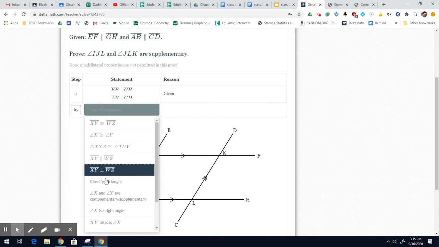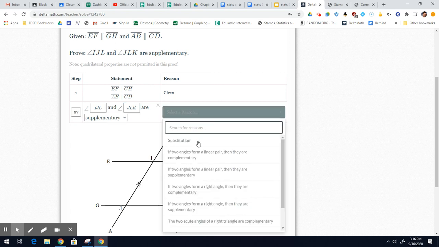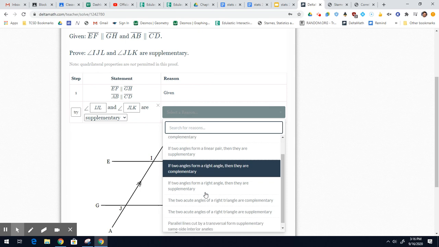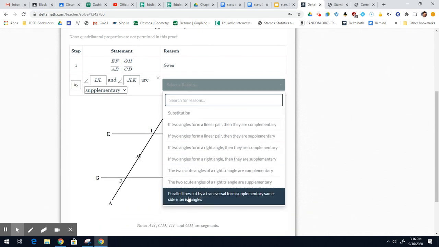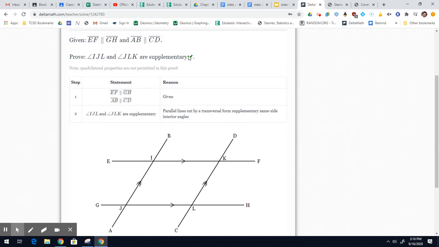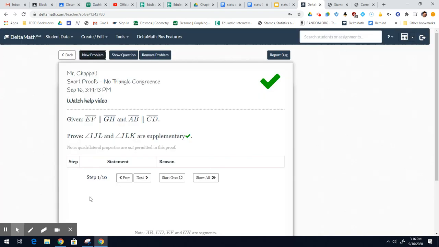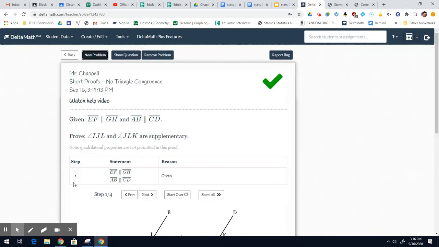Find that type of statement here. Angle X and angle Y are complementary, supplementary. So we can prove that angle IJL and angle JLK are supplementary because not linear pairs. No, no, I'm looking for parallel lines. If parallel lines are cut by transversal, they form supplementary same side interior angles. Boom. Proof is done. Submit. Easy peasy lemon squeezy.